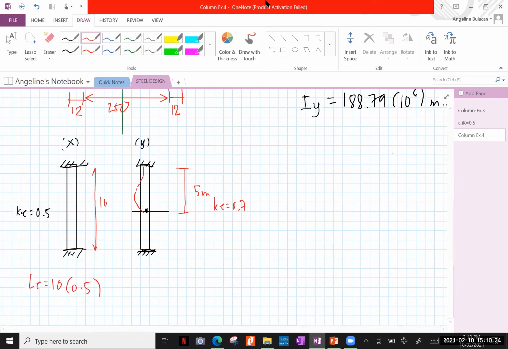Okay, so ganun lang yung gagawin. And then, since... so yun na. Ang magiging LE natin dito, LE is equal to 0.7 times 5 meters only. So, yun yung mangyayari, no? Instead, ganun kapag may mid-height support.